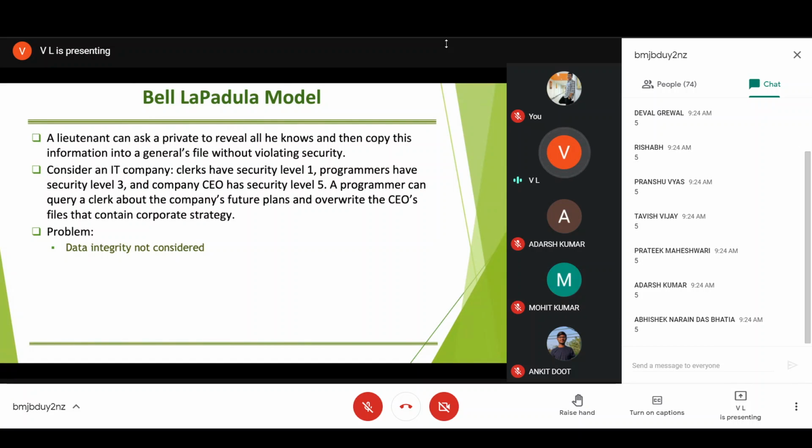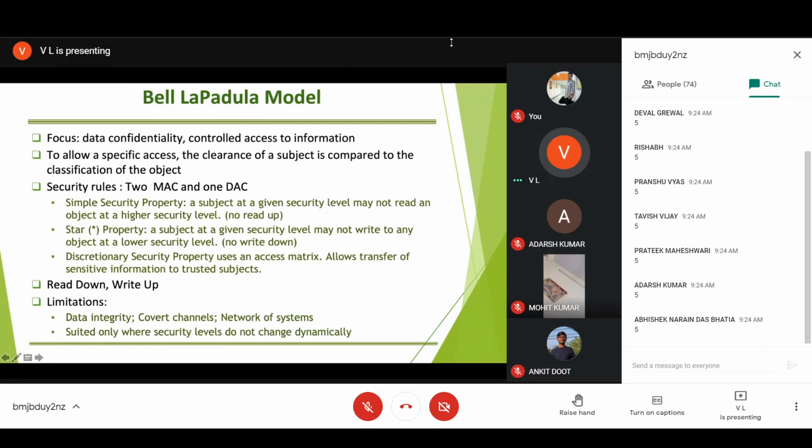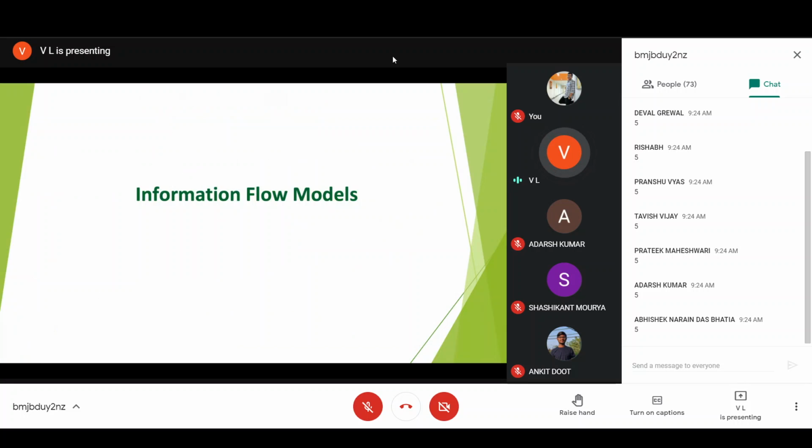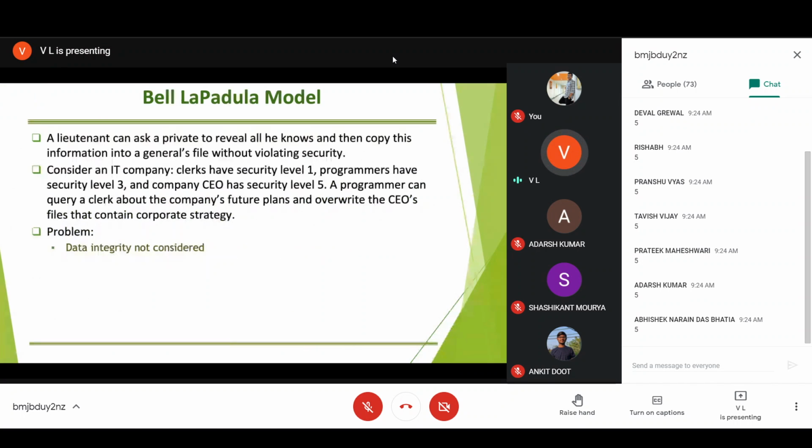So what we said was in this model, I cannot read a document which is at a higher level. I cannot write to a document that is at a lower level, but I can write to a document which is at a higher level. So I can write something and pass it on to my officials, and this can corrupt the data. Okay, so this is where the problem is.